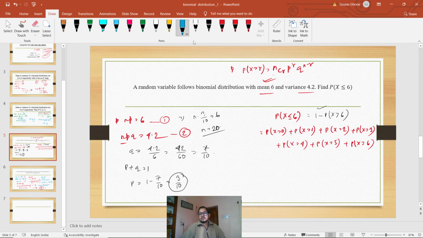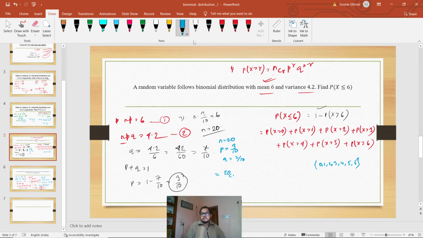But this one is quite long, as we would have to go from 7 to 20. It is better to write P(X ≤ 6) by considering the points 0, 1, 2, 3, 4, 5, 6. So now we put all those values: n is equal to 20, p is equal to 3 by 10, q is equal to 7 by 10.